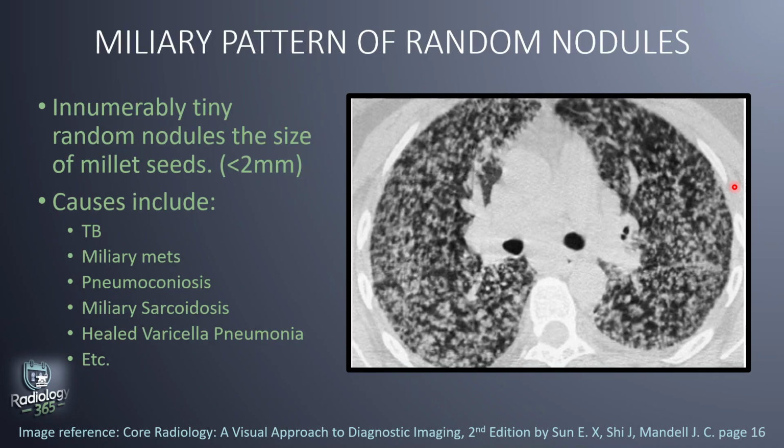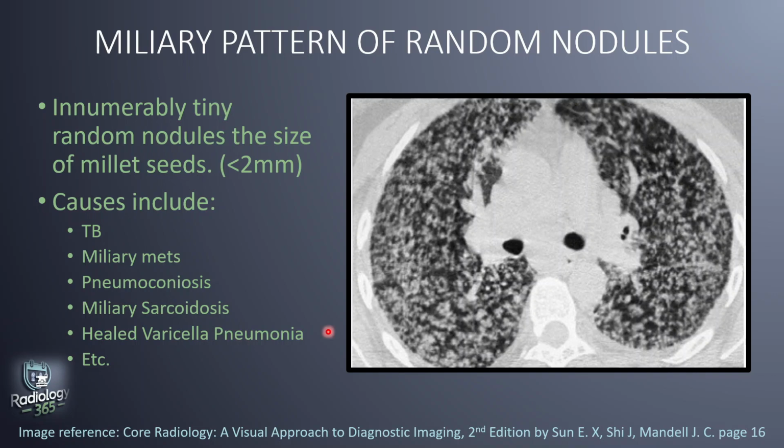Then we have what we call the miliary pattern of random nodules. And the miliary pattern describes innumerably tiny random nodules that are the size of millet seeds, less than 2 millimeters in size. And the major causes include miliary TB, miliary metastasis, pneumoconiosis, miliary sarcoidosis, healed varicella pneumonia, among others. It's really a tall list of differentials and is very non-specific.